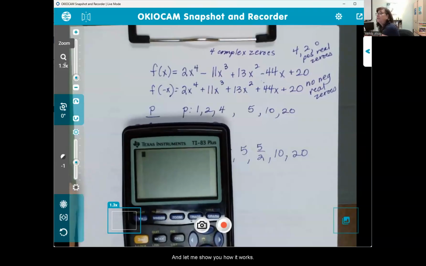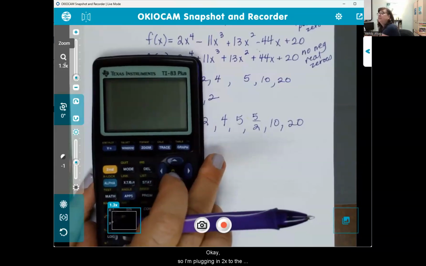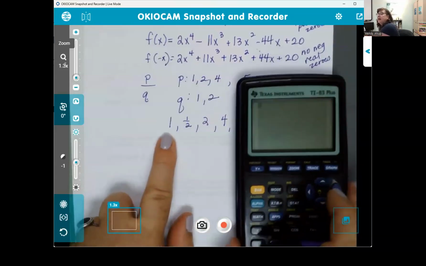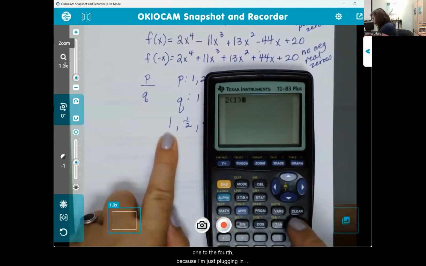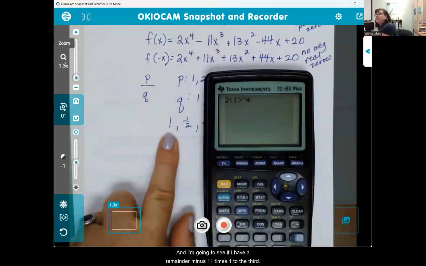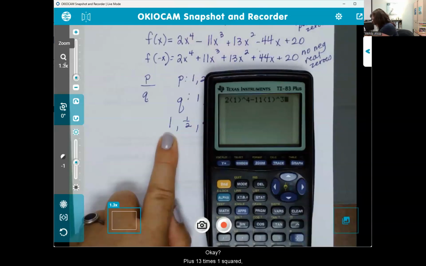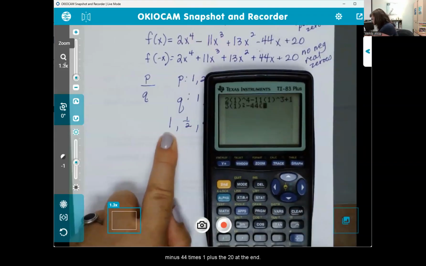And let me show you how it works. All right, so this is the one that we're plugging in here. Okay, so I'm plugging in 2x to the fourth, and I'm going to try all of these. Let's start with 1, okay? So 1 to the fourth, because I'm just plugging in 1 everywhere I have an x, and I'm going to see if I have a remainder. Minus 11 times 1 to the third, okay, plus 13 times 1 squared minus 44 times 1 plus the 20 at the end.